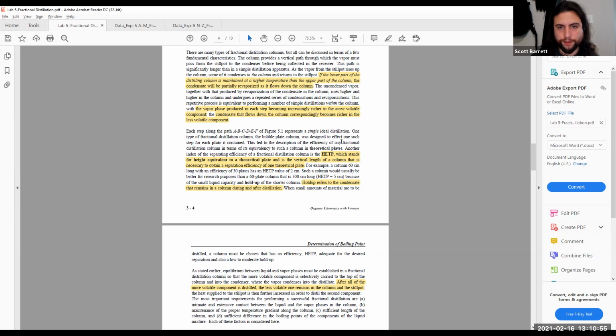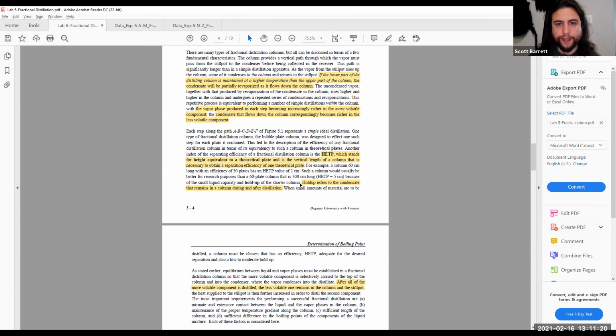This led to the description of the efficiency of any fractional distillation column in terms of the equivalency of an ideal number of theoretical plates. Another index of separating efficiency of the fractional distillation column is the HETP, which stands for height equivalent to a theoretical plate. It's the vertical length of the column that is necessary to obtain a separation efficiency of one theoretical plate.